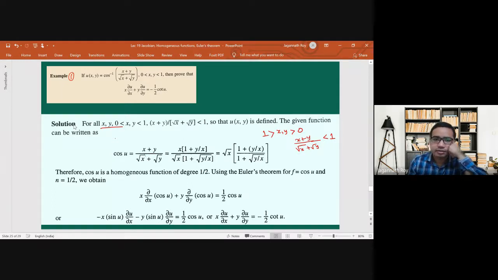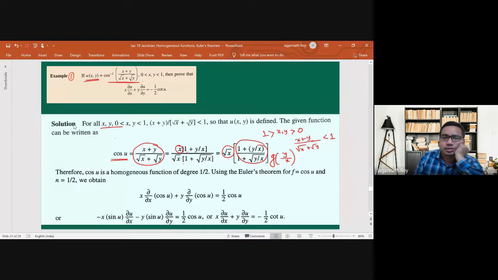Okay. So here u is defined as this one, cosine inverse of this expression. So cosine of u will be this one. Now if we take x outside, it will become 1 plus y by x. After simplification, we are getting a function of g of y by x. So this is a homogeneous function of order half in cosine of u.